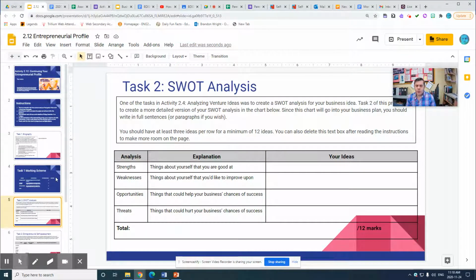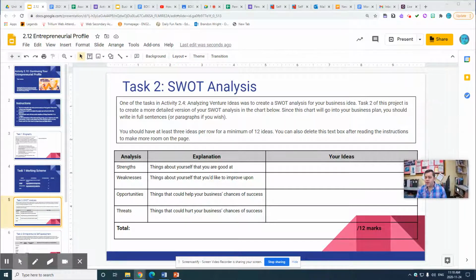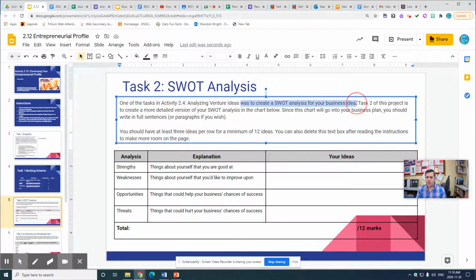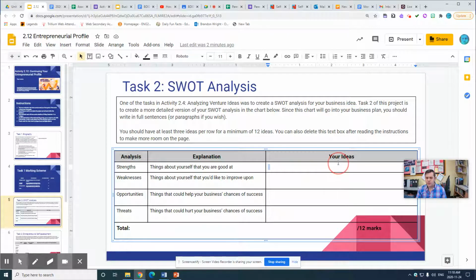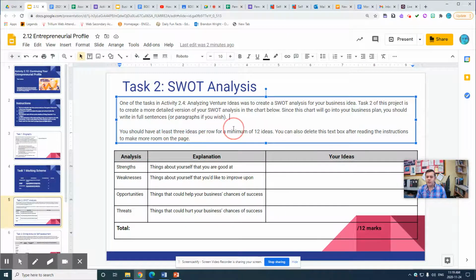Next is SWOT analysis. So if you did activity 2.4 already, then this will be familiar to you. But what I'd like you to do is create a SWOT analysis for your business idea. Now, since this chart will go into your business plan, I would like you to write in full sentences here. But what I'd like you to do is have at least 3 ideas per row for a minimum of 12 ideas.